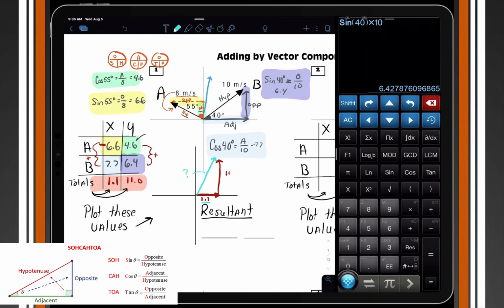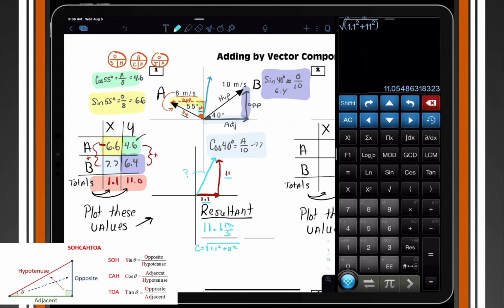I know two sides to my triangle, so I can use the Pythagorean theorem. C equals the square root of 1.1 squared plus 11 squared. All right. And we'll put this into the calculator now. Square root of 1.1 squared plus 11 squared. That gets me 11.1. And we want to make sure that we put our unit of measurement on here.